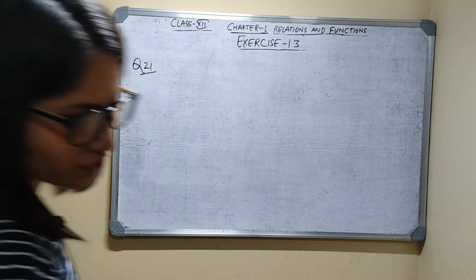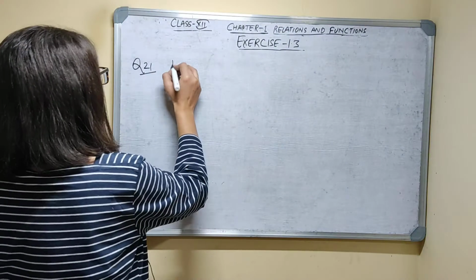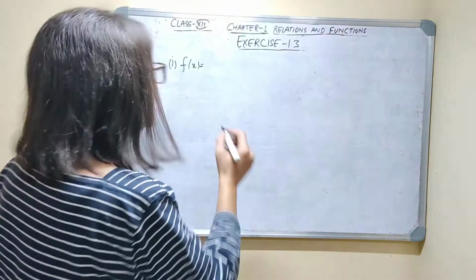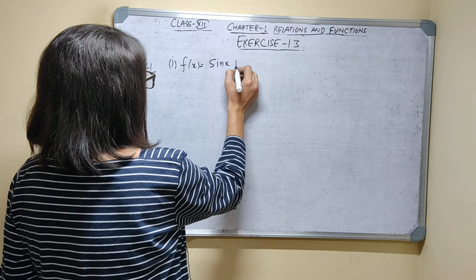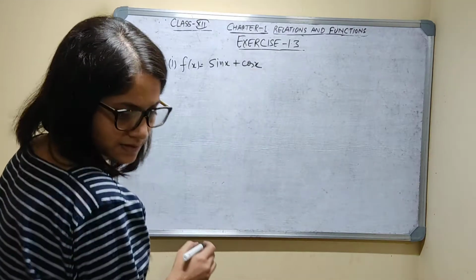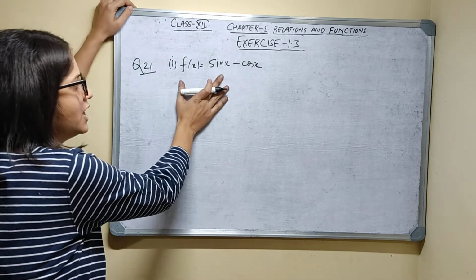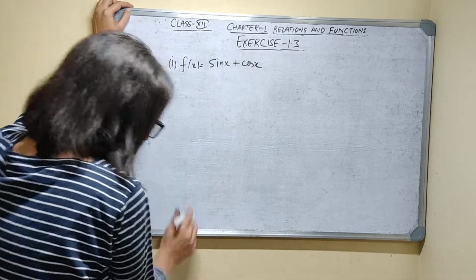Question number 21. Find the range of the following functions. First function is given: f of x is equal to sin x plus cos x. You have to find the range of the following function. These are a special kind of functions, so you have to solve them by one method only. I will tell you how to do it.